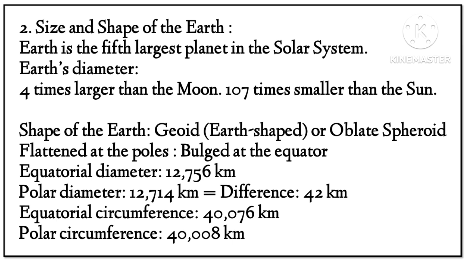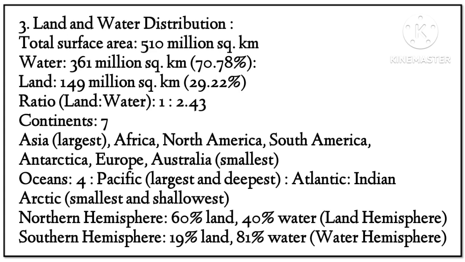Equatorial diameter 12,700 kilometers. Polar diameter 12,714 kilometers. Difference 42. Equatorial circumference 40,070 kilometers. Polar circumference 40,008 kilometers. Next slide.